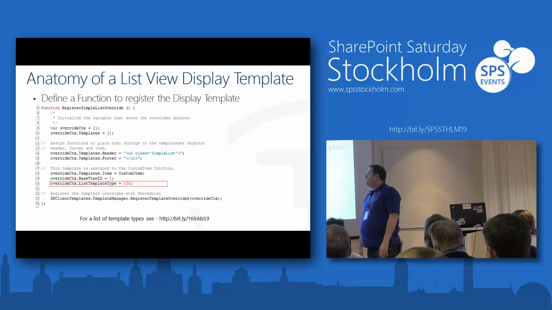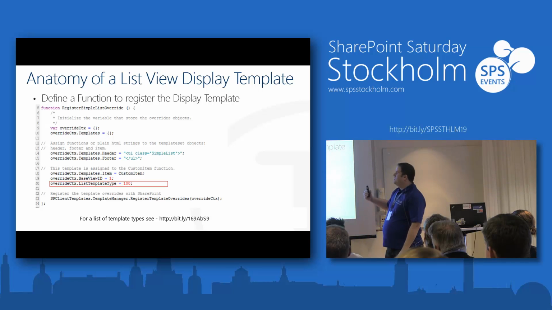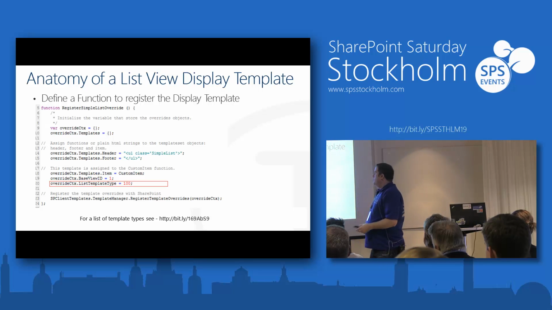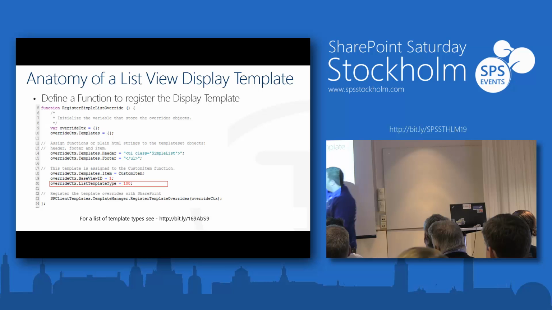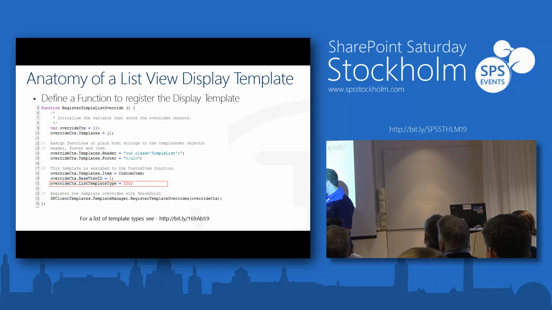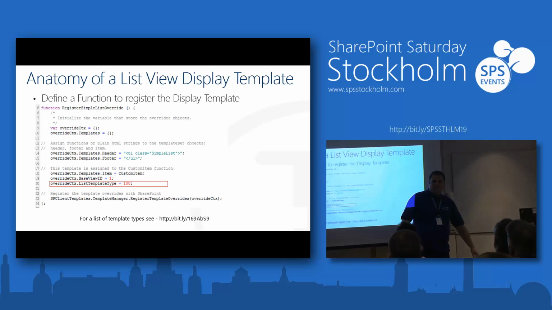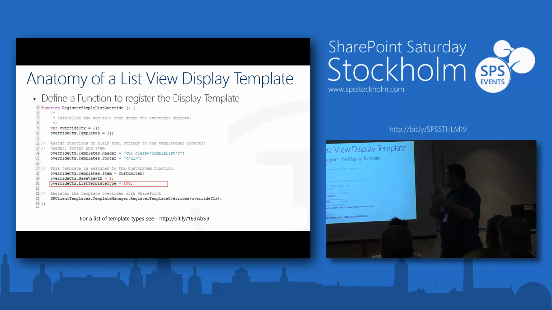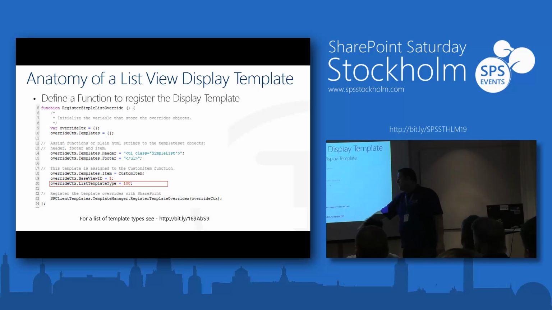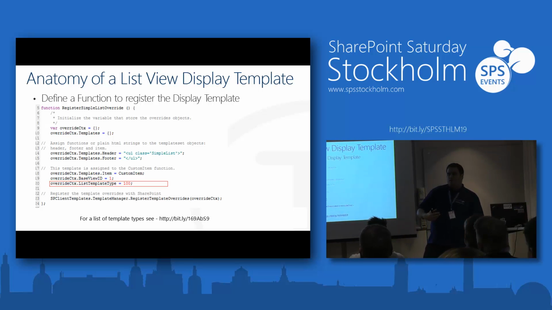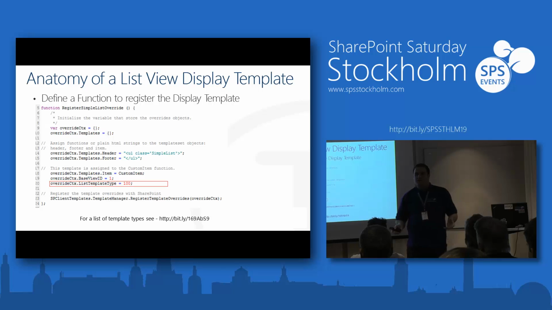The first thing we do when we're defining a display template is tell SharePoint what this display template is for. So we create our template object, and we can define for a list view a header and a footer. We can tell it which function we're going to use for the item. And the key thing here is the base view and the list template type. Microsoft provide a list, in fact it's this shortcode here, of all the different list template types. So we're using 100, which is a custom list.